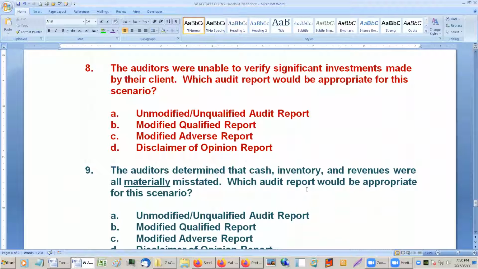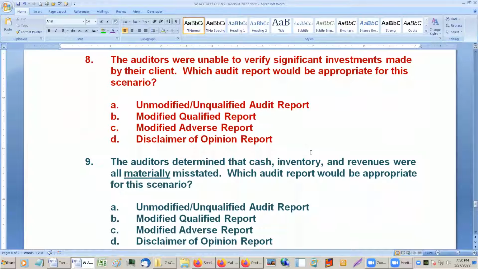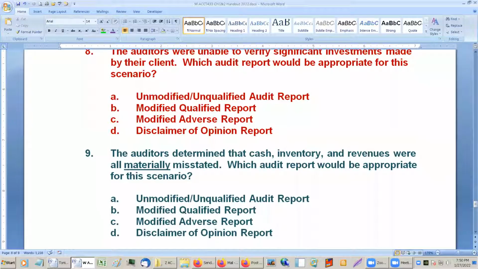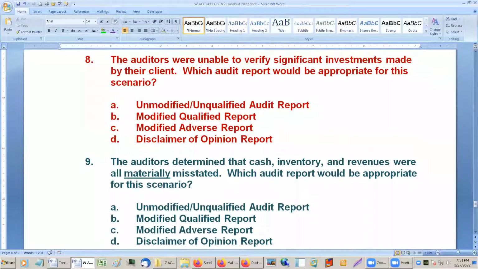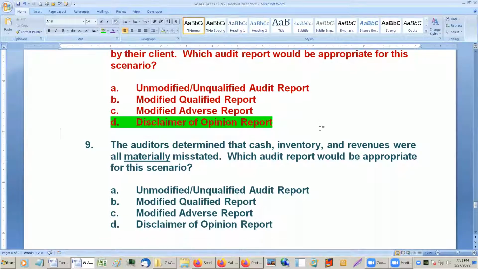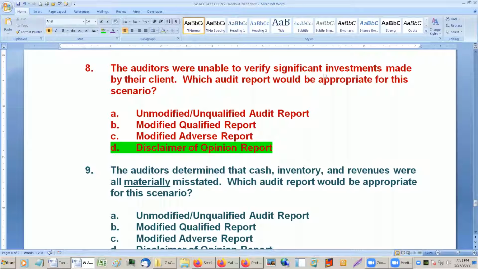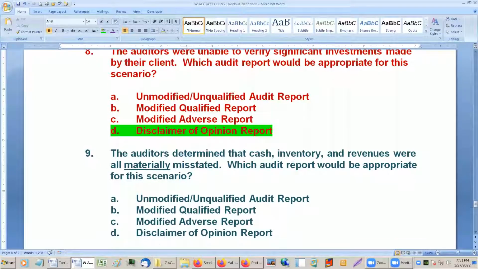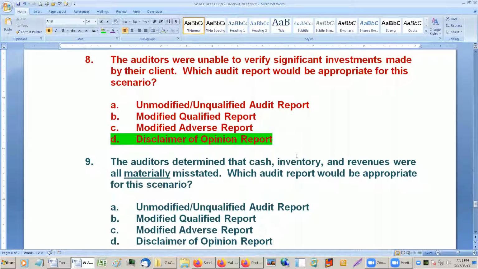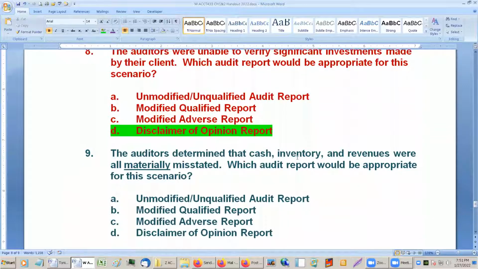Number 8. The auditors were unable to verify significant investments made by the client. Which of the following audit reports would be appropriate for this scenario? Disclaimer of opinion. Yeah, could be disclaimer of opinion here. If they can't get the evidence they need, they can't verify these investments. They can't make an opinion. Doesn't mean they don't exist. Doesn't mean they're wrong. It just means they can't verify it.